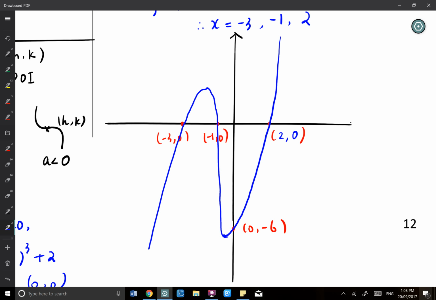You won't know the turning point in year 10. You can't find it. That's for year 11. Now they learn how to find the turning point. So you're not learning it yet, so don't worry about where the turning point is.